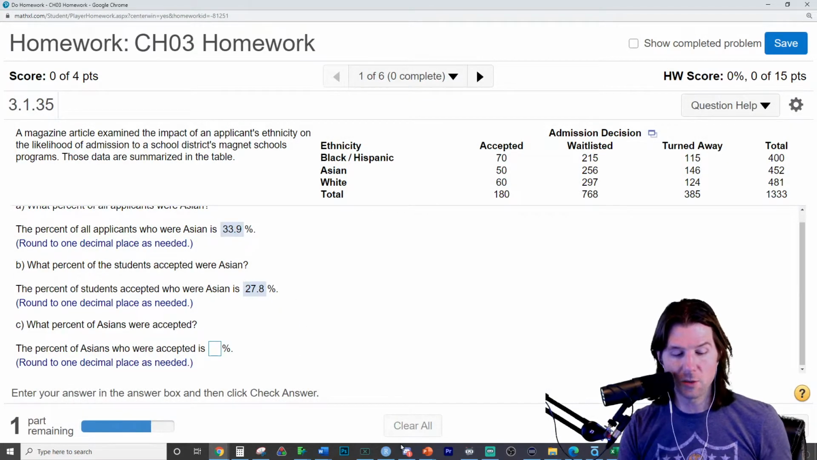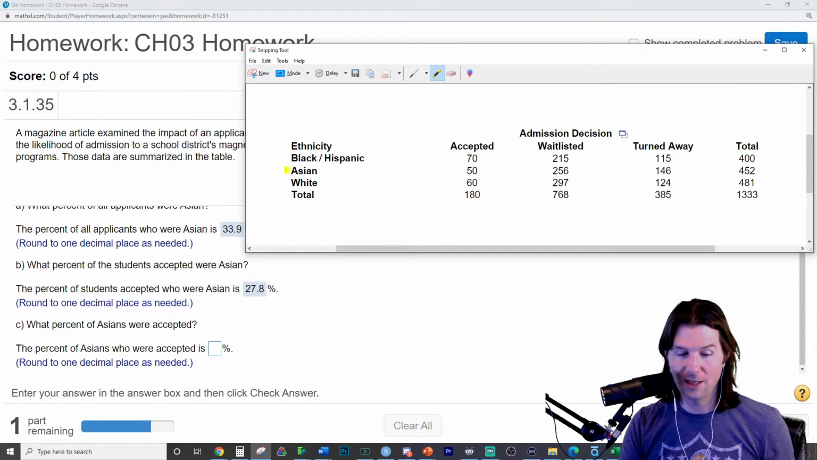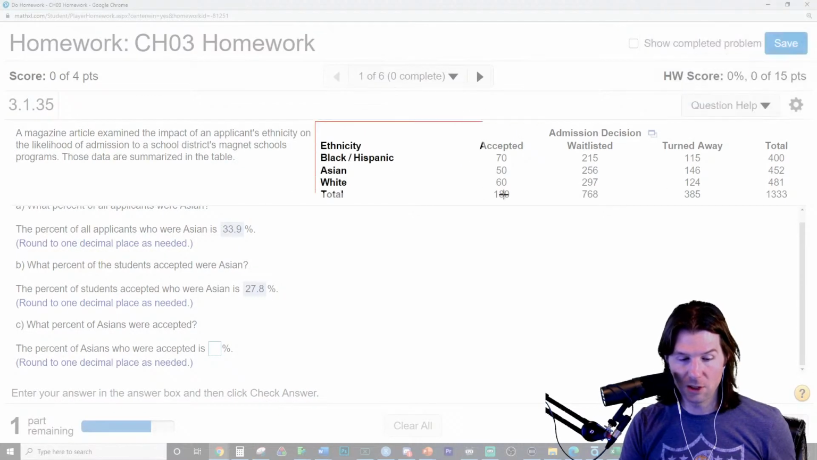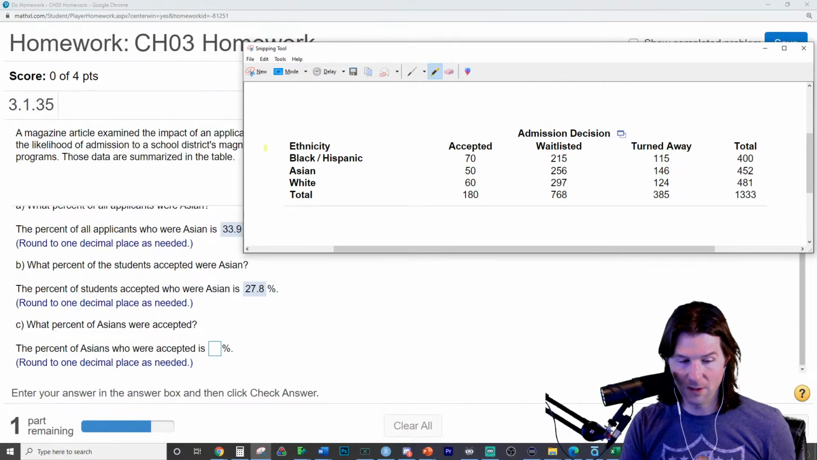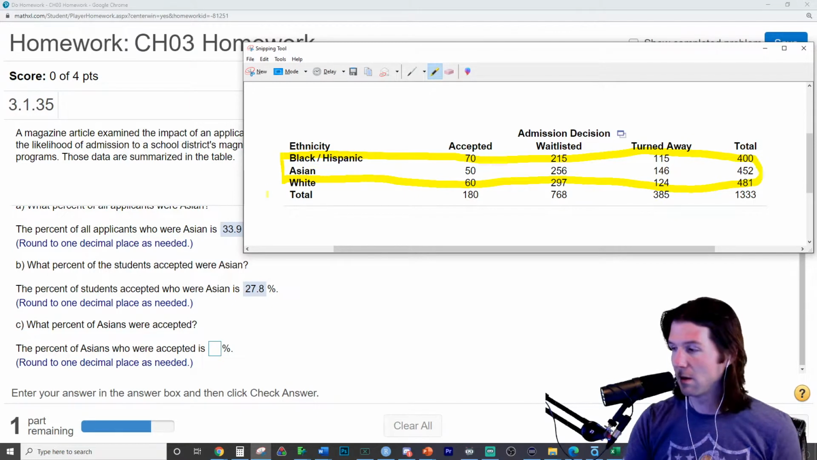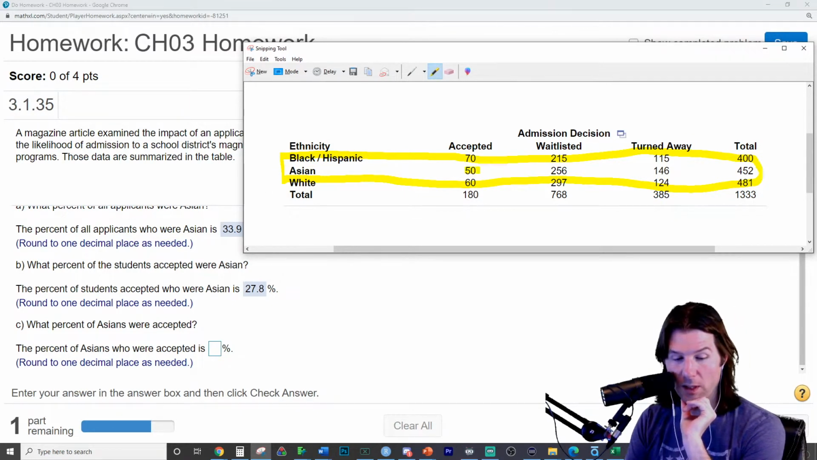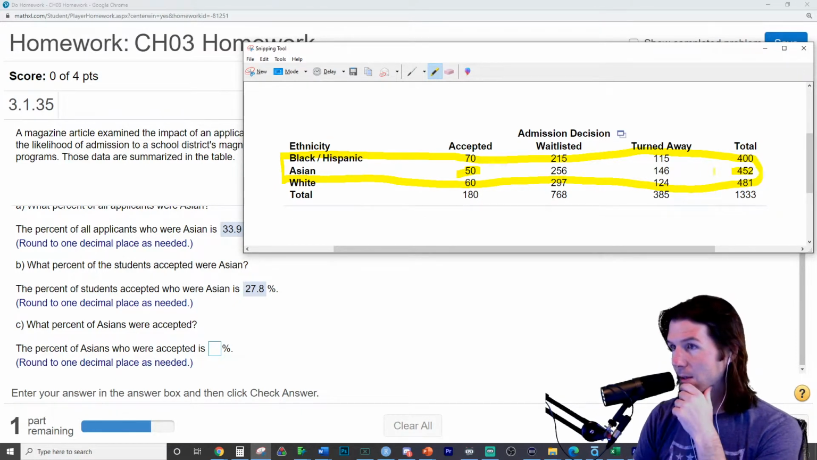What percent of Asians were accepted? This is another what? I want to see in the chat. Just practice right here. Given someone was Asian, what's the probability they were accepted? I'm trying to just circle the column right there, or the row. So given someone was Asian, what's the probability they were accepted?